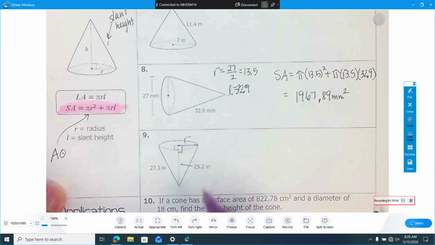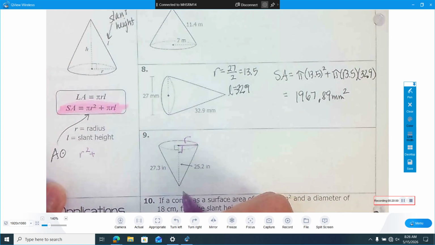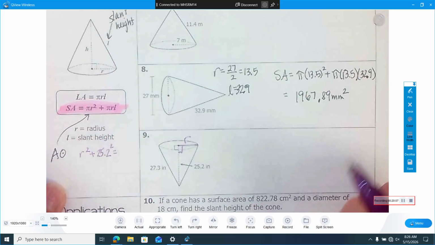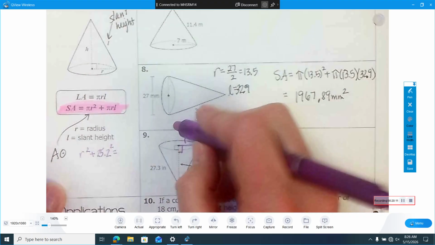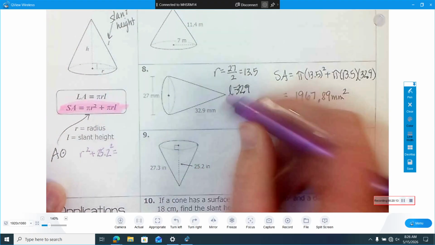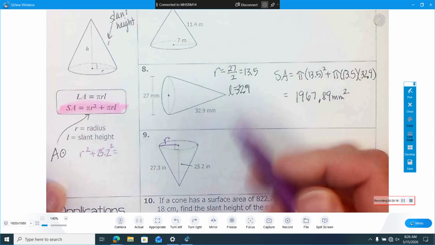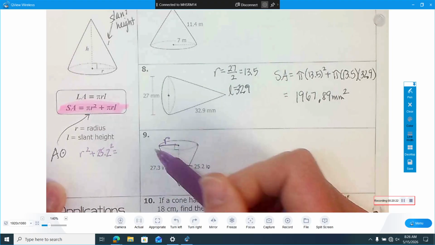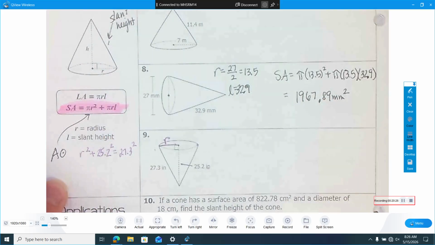All right, so legs squared. So r squared plus, our height is 25.2, 25.2 squared equals, I should have drawn my radius the other way, so this is a little more straightforward here. There we go. There's my radius on the other side. There's my triangle. Leg squared plus leg squared equals hypotenuse squared, so 27.3 squared.